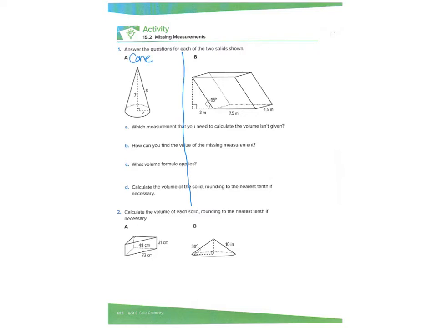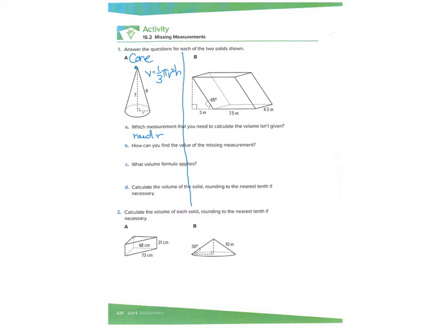It says which measurement you need to calculate the volume isn't given. So for the cone, my formula for volume is 1/3, because it's a cone, it goes up to a point, pi r squared, because that's the area of big B, my circular base, times the height. So I can see that I'm not given my radius. I need r, my radius.